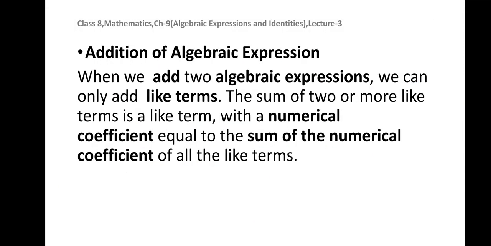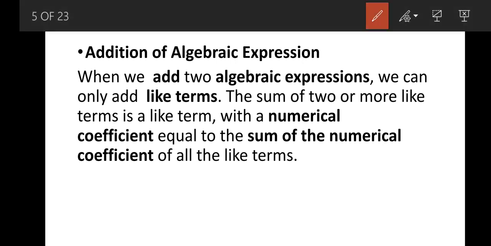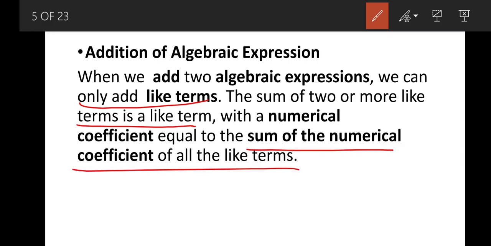Now coming to the addition of algebraic expressions. Dear children, while adding two algebraic expressions, we need to add or take the sum of like terms, as it is written over here. The sum of two or more like terms is definitely a like term with the numerical coefficient equal to the sum of the numerical coefficients of all the like terms. Simply you are supposed to find the like terms and then simply add the like terms together and get the answer.